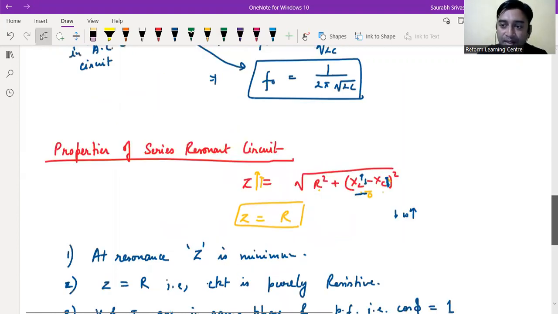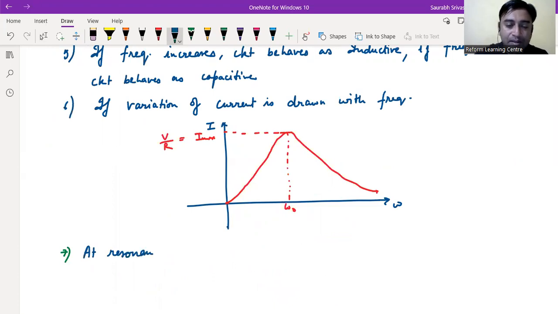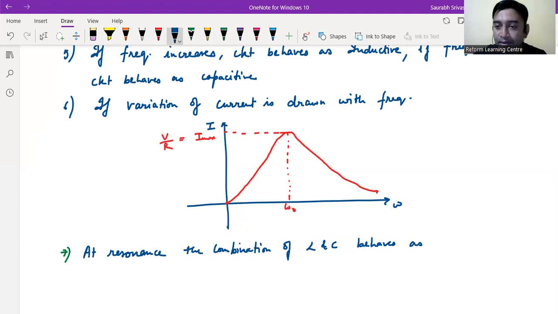तो ये point पे आप लिख सकते हैं. Seventh property, at resonance, the combination of L and C behaves as short circuit. कोई भी हिंड्रेंस प्रोड्यूस नहीं करेंगे ये करंट.